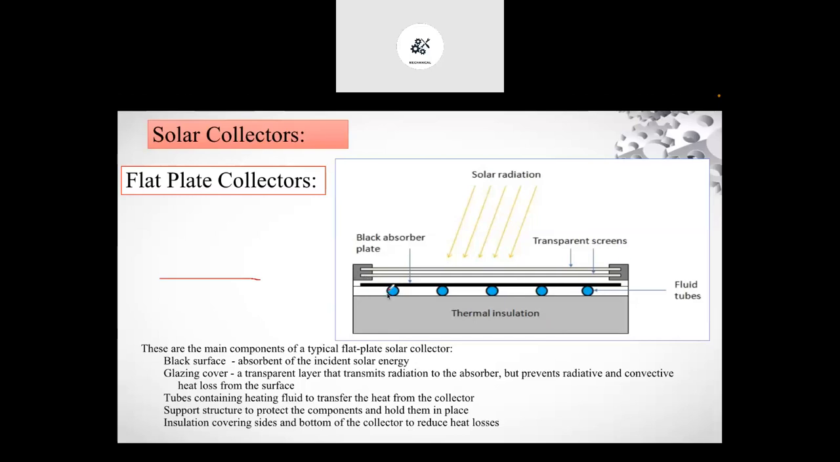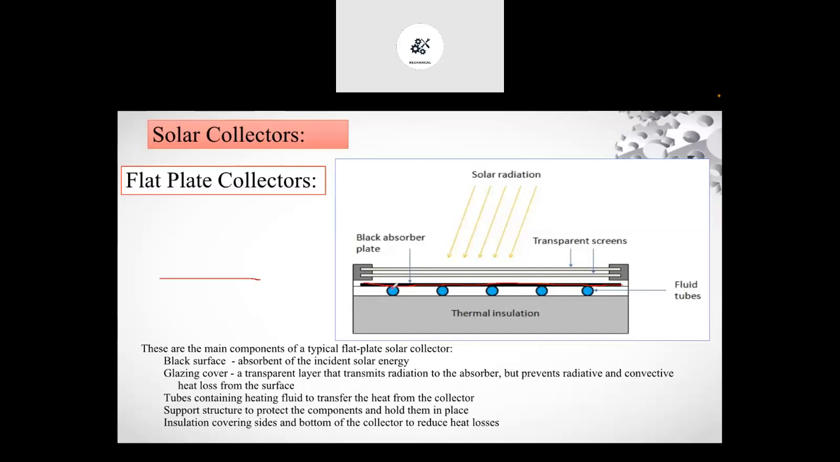There is one box, and inside the box there are tubes, and whatever the working fluid is, it will be passing through these tubes. Now, to these tubes, one absorber plate has been attached. This particular plate is the absorber plate.